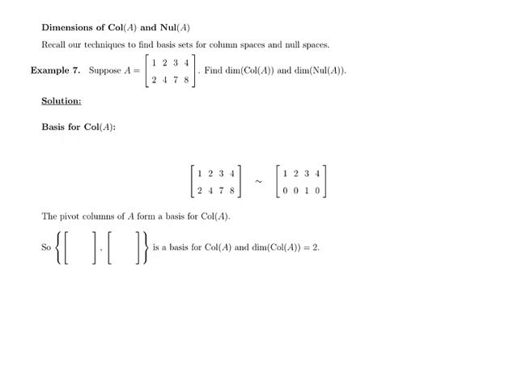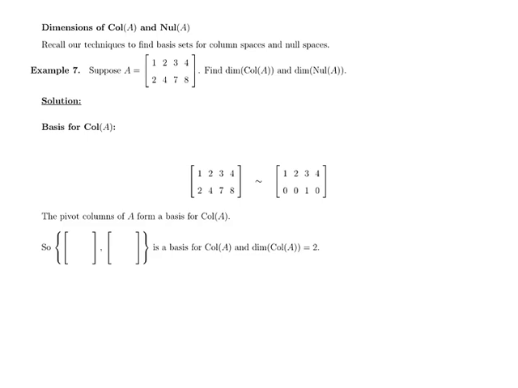And now let's talk about the dimensions of some special subspaces we have, the column space of A and the null space of A. We have some techniques to find basis sets for the column space and null space, and that's going to help us determine the dimension, as we're just looking at the size of the basis sets. So let's look at this example, A, which is a 2 by 4 matrix, and we're going to find the dimension of the column space and the dimension of the null space.